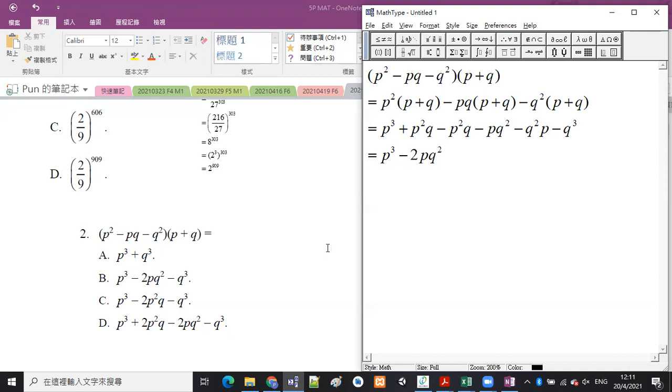Okay? Finally, we have minus Q to the power 3. Okay? And that is the alone term. So that will be just copy. No calculation for this term. Okay? So which one is the answer? Should be option B, right? Option B. See this?